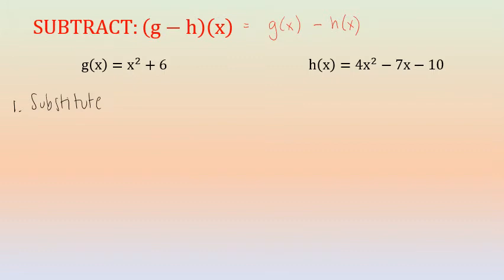So, what is our g of x? It is x squared plus 6 minus, we have minus since we are subtracting. H of x is 4x squared minus 7x minus 10. Yeah. So, wala pa tayong binagong value class. Substitute pa lang tayo. Okay. Next step is, we have to drop parentheses. We have to drop itong mga parentheses natin.